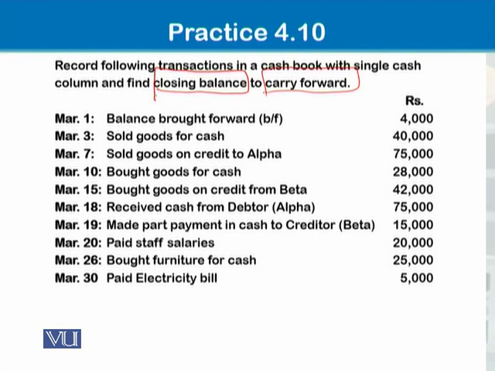for the next period. The transactions are that we have a balance which is coming from the last month. For example, in this case, it is March 1, so it is coming from February. So on 1st March, we are already having 4,000 rupees in our cash balance, which we are bringing forward. It is known as balance brought forward. I'll discuss its solution as well at the same time.